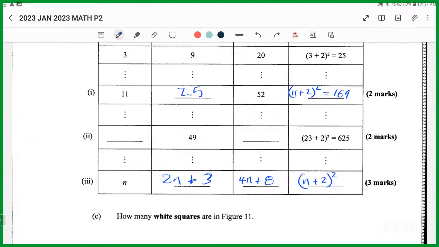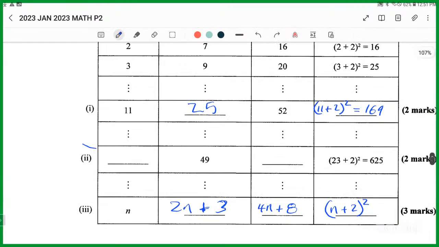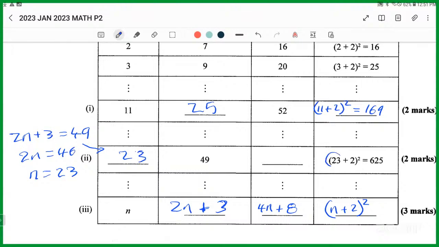This is 49. You want to know the n? Put this equal to 49 and find the n. So right here, we're going to put 2n plus 3 equals 49 in this row. Subtract the 3, so we get 2n equals 46. Divided by the 2, we get n equals 23. See 23 right here, so that's the n.